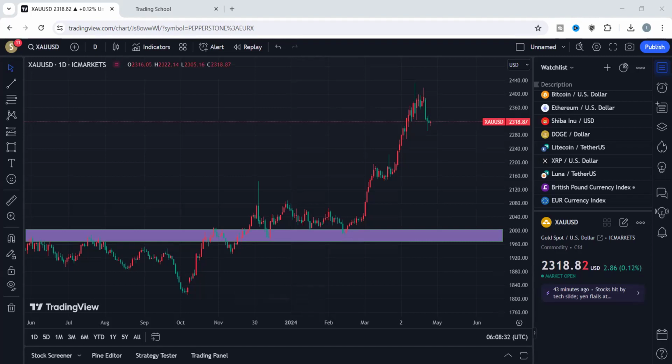Now, this trailing stop, by the way, is very important simply because it's going to help you not just to manage your trades, not just to manage your losses, but also to manage your profits. And I'm going to explain with this chart that we have right in front of us.